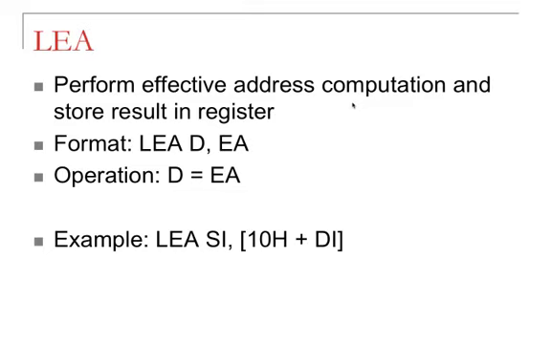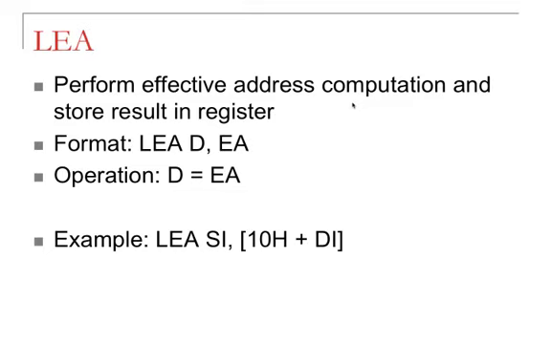Another data transfer instruction is to perform effective address computation and load the result into a register. The format is LEA destination, EA. The operation is to calculate the effective address of the source, which is typically a memory operand, and the effective address is going to be put into the destination operand. We have an example here, LEA SI, bracket 10H plus DI.